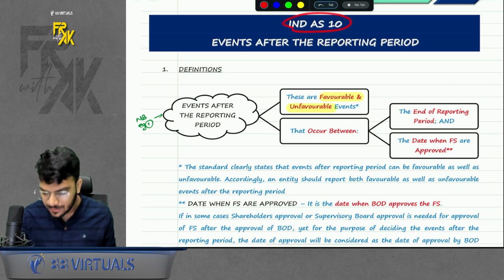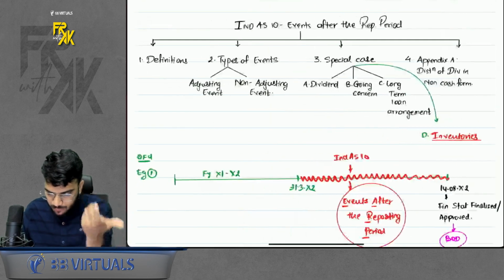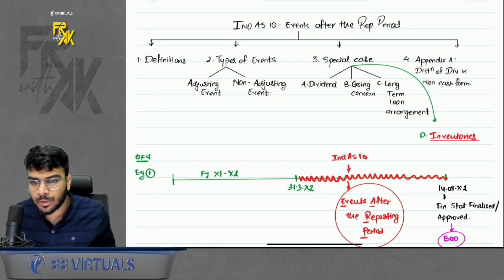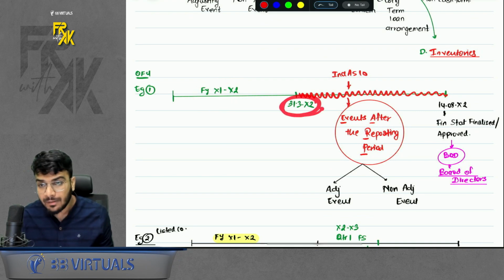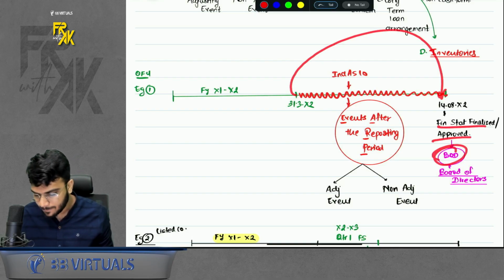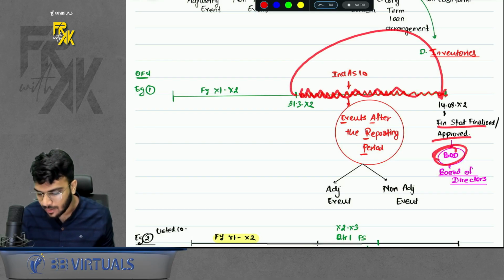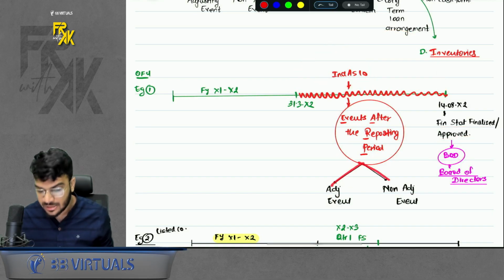First of all, the index number is Index 10, named events after the reporting period. If I want to give you a gist of it, what is this? Let's say, for example, this is my financial year end. The events which occur between the year end and the date when these financials are approved by the BOD are events after the reporting period. And these can be of two types: adjusting or non-adjusting.